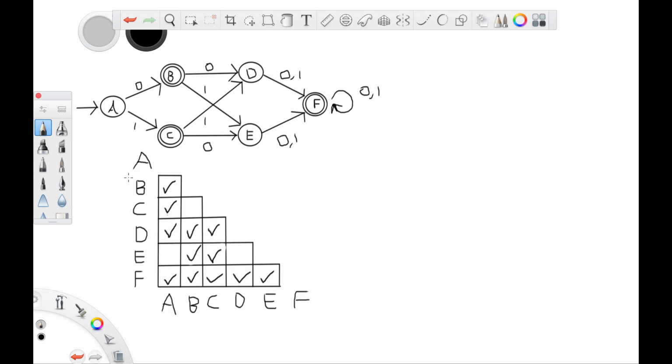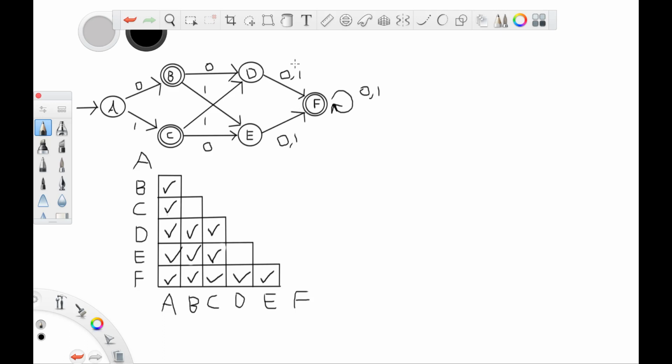What about EA? If E is given input of 0, it goes to F. If A is given input of 0, it goes to B. BF, once again, is checked, so we need to check EA. What about ED? Once again, if D is given an input of 0, it goes to F. If E is given an input of 0, it goes to F.